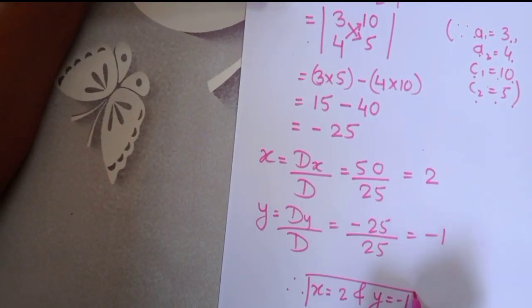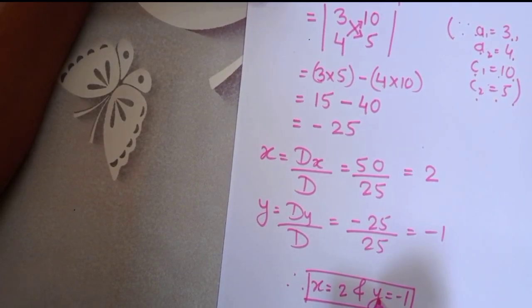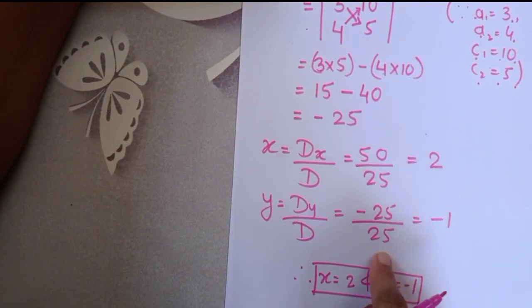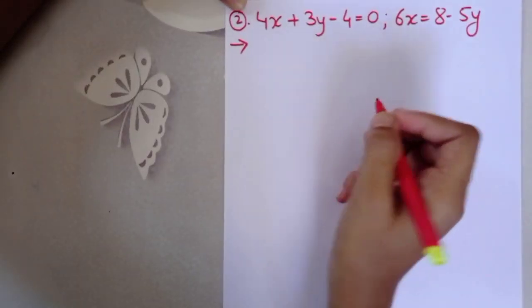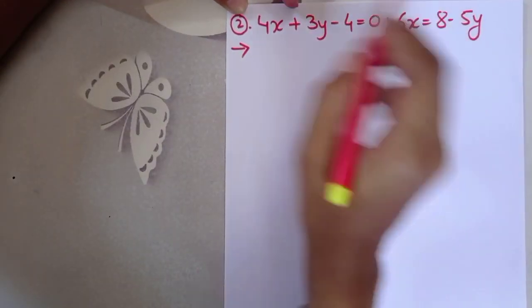In this way, we have found the value of the variables x and y, and we have solved the simultaneous equations with the help of Cramer's rule. One more example we will explain. Here there are two simultaneous equations.